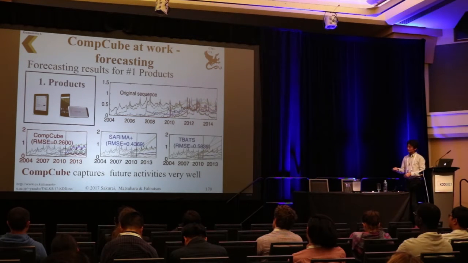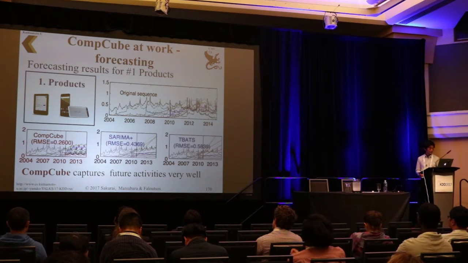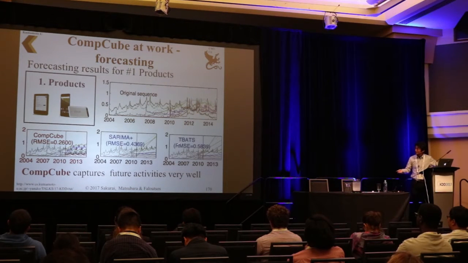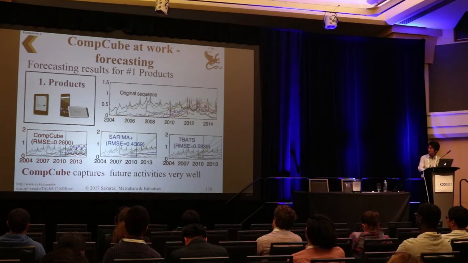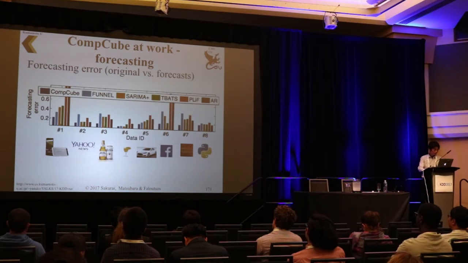So this is the experimental result. SARIMA plus is a standard package widely used in various fields like statistics and physics and so on. And also T-bar is a state-of-the-art method in statistics. Our method is extremely better than these ones for forecasting accuracy.